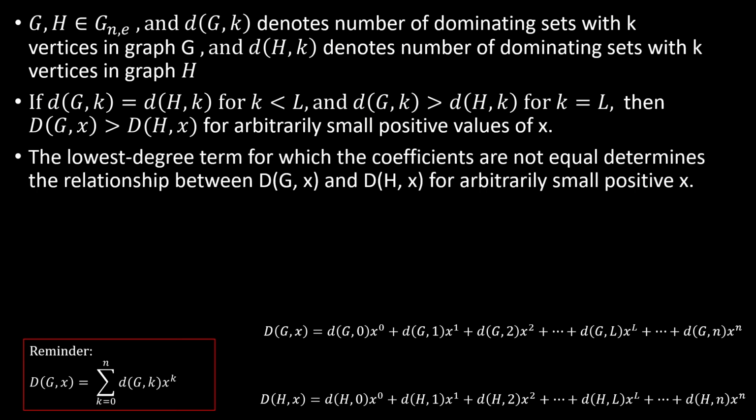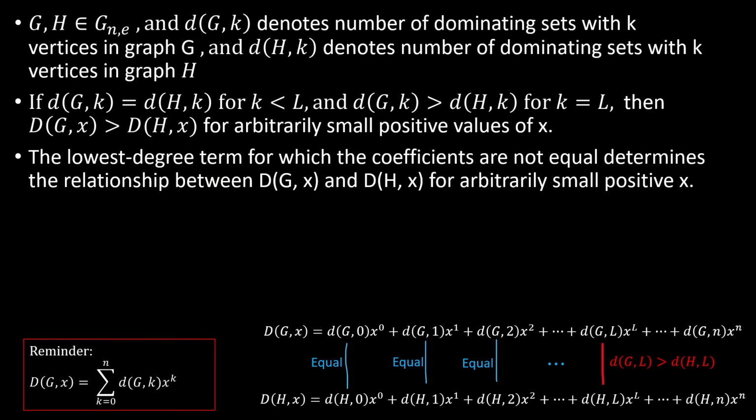Intuitively, this is because the only term that determines the relationship between d of G at x and d of H at x for arbitrarily small positive values of x is the lowest degree term for which their coefficients are different. Since the lower degree terms up to L are the same for both G and H, the only term that matters is the L degree term, for which d of G at x has a larger coefficient than d of H at x.